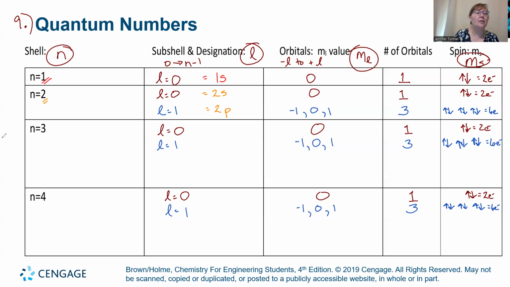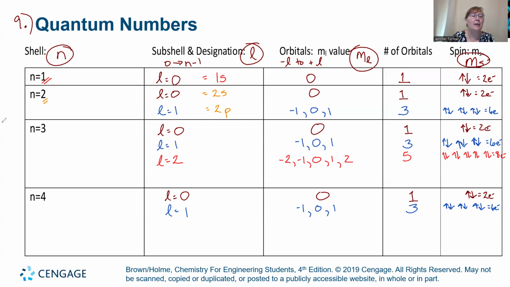All right. Now let's take a look. Because this is 3, that means that we can go as far as l equal to 2. And m sub l is negative l to positive l. So now we have negative 2, negative 1, 0, 1, and 2, and that gives us 5 orbitals. Now I'm going to make half arrows here so that I have room. So we have 1 orbital, 2 orbitals, 3 orbitals, 4 orbitals, and 5 orbitals.